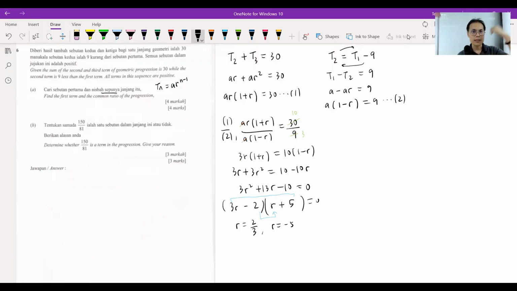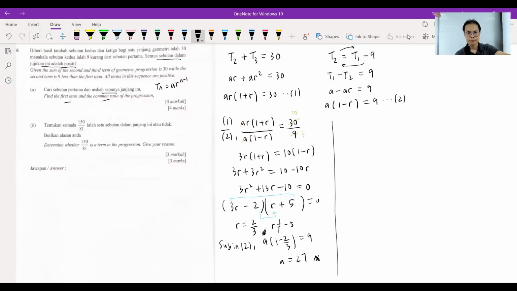Now read the question carefully. They say, semua sebutan dalam jujukan ini adalah positif. All the terms are positive. So we take R equals 2 over 3, ignore negative 5. And then you sub inside, let's say, equation 2, find your first term A. A(1 minus 2 over 3) is now 9. This is 1 over 3. 1 over 3 times A is 9, so A is 27. So I got my first term and I got my common ratio, sebutan pertama dan nisbah sepunya.